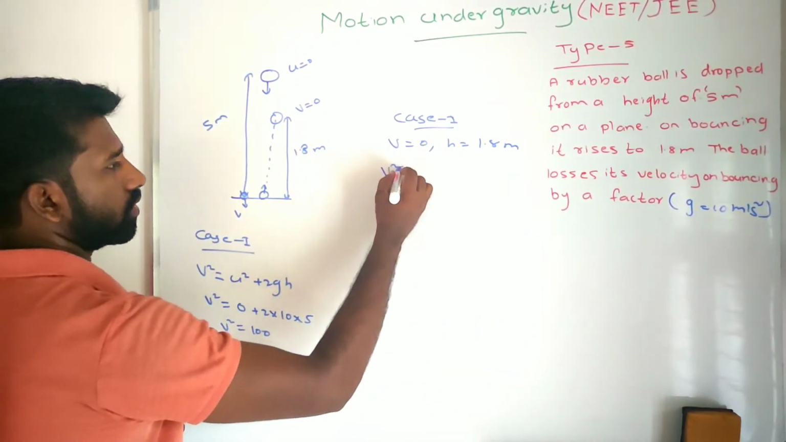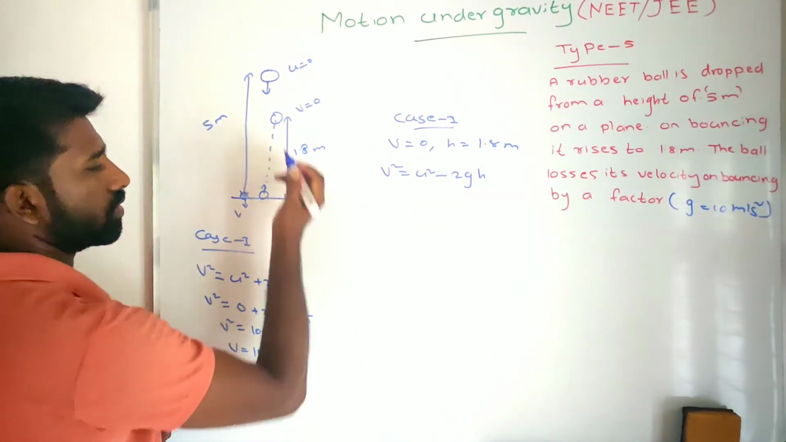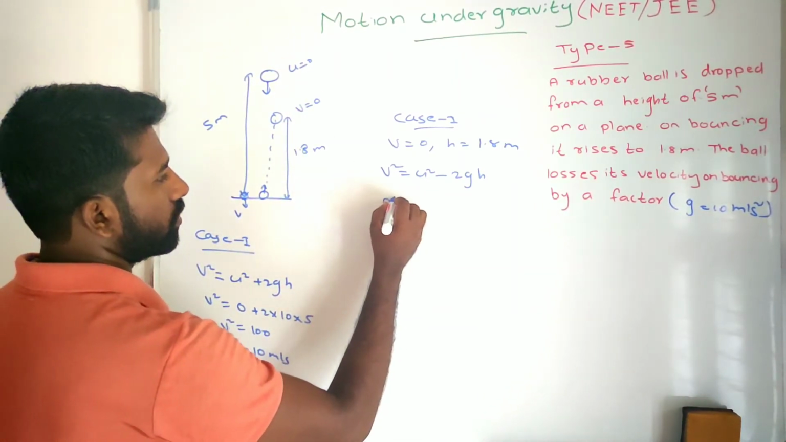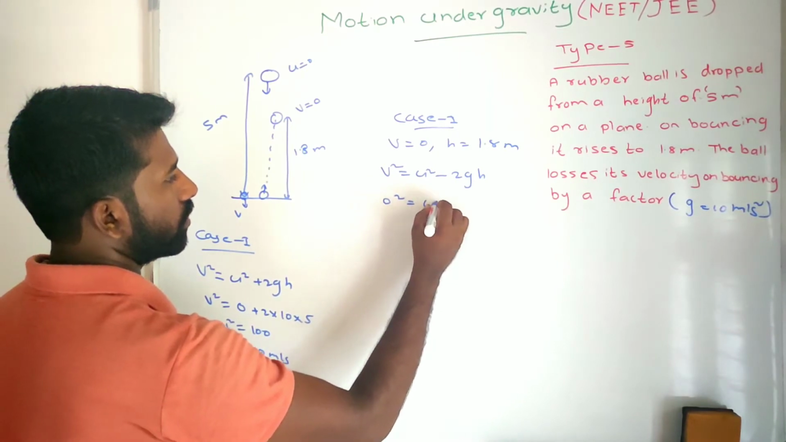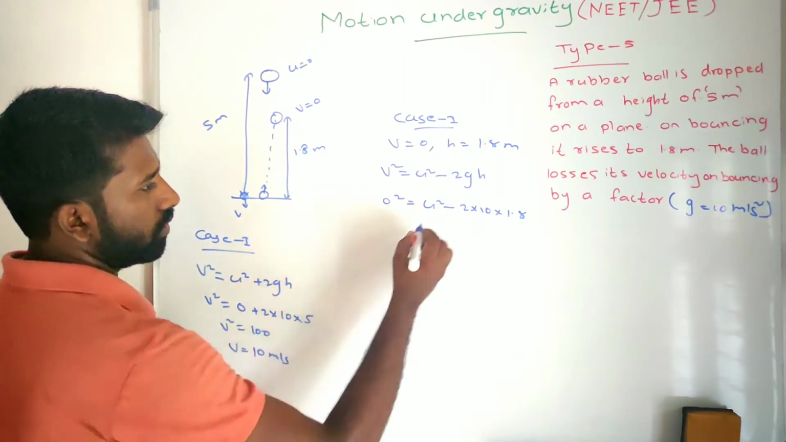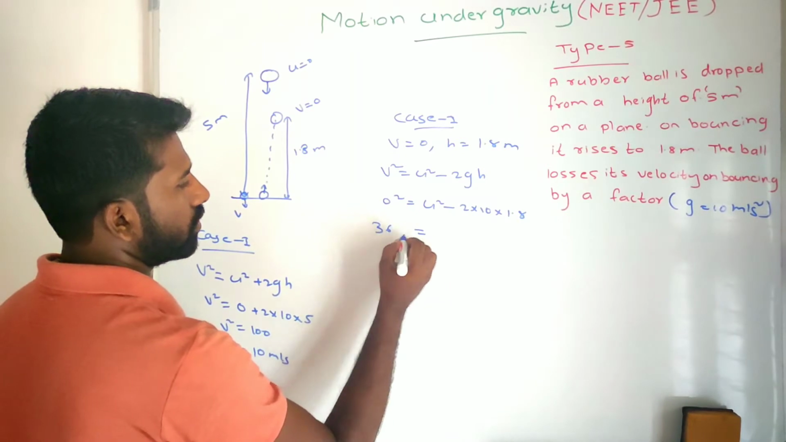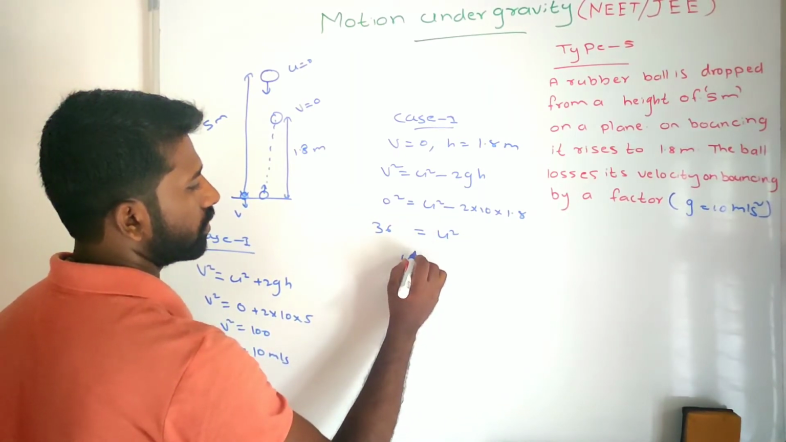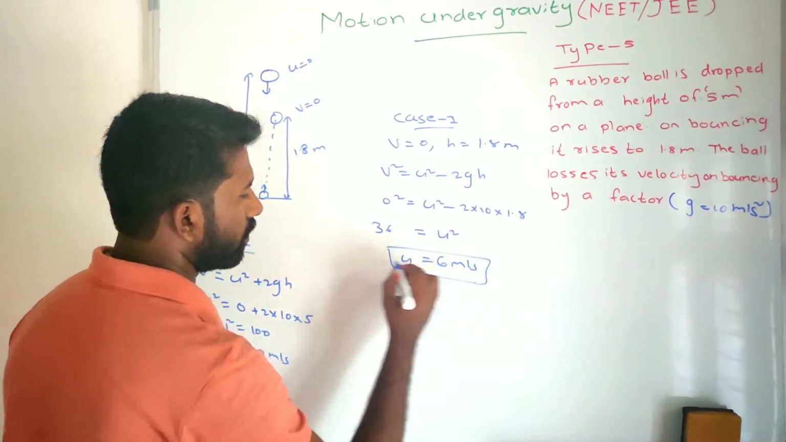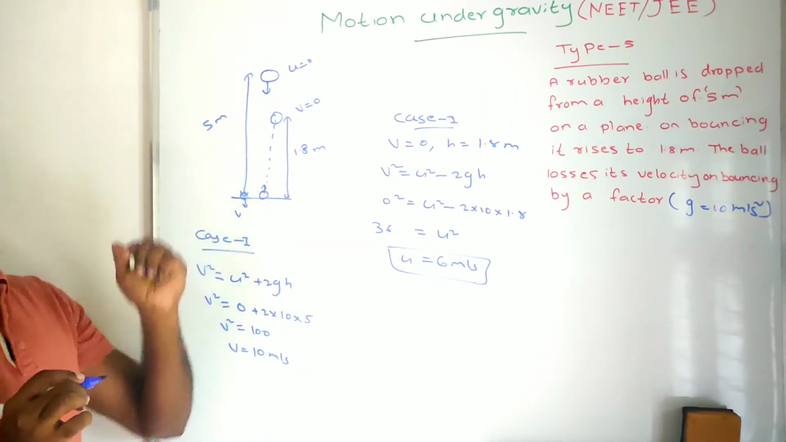So v square is equal to u square minus 2gh, because it is an upward motion. The acceleration is downward. So 0 square is equal to u square, which we don't know, minus 2 into 10 into h, which is 1.8. So how much do you get? This will come to this side. So 36 is equal to u square. So u is equal to 6 meter per second. This is the velocity at which the body started to go upward.